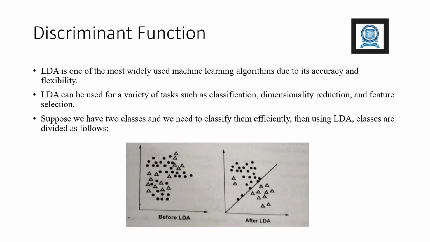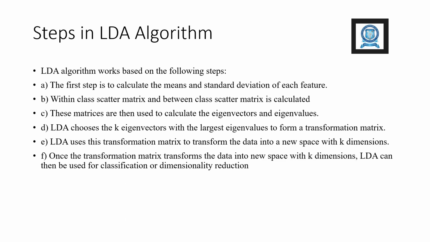LDA is one of the most widely used machine learning algorithms due to its accuracy and flexibility. LDA can be used for a variety of tasks such as classification, dimensionality reduction, and feature selection. Suppose we have two classes and we need to classify them efficiently, then using LDA, classes are divided as follows. Here it is shown.